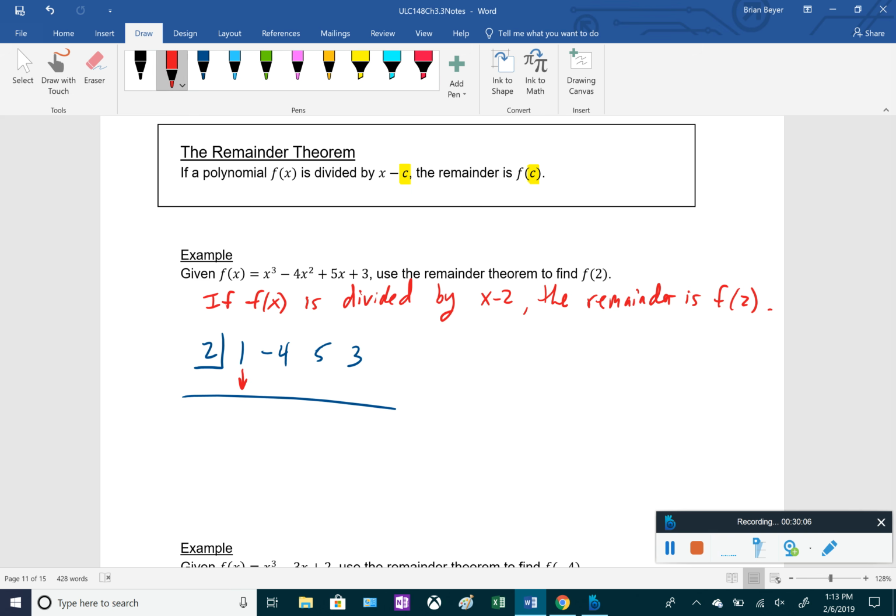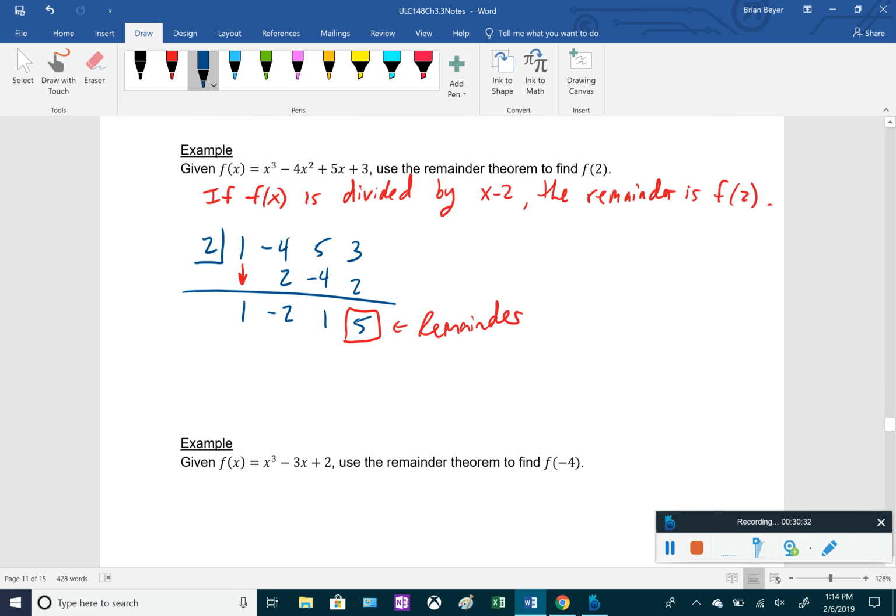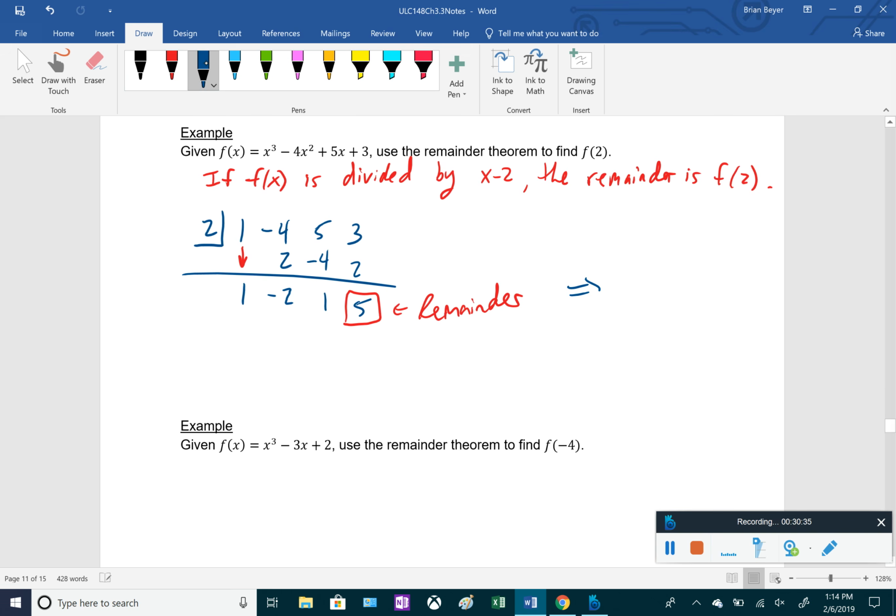And we do exactly what we just did. And our answer is going to be the remainder. So bring down the 1, 2 times 1, 2, add down the column, -2. 2 times -2, -4, add down the column, 1. 2 times 1, 2, add down the column, 5. So here is our remainder. So what that means is, based on the remainder theorem, f of 2 equals 5.